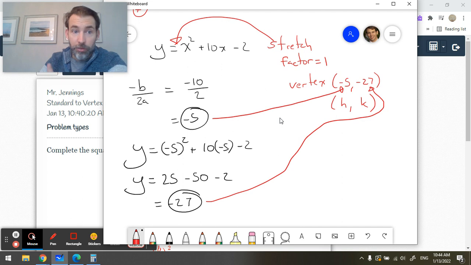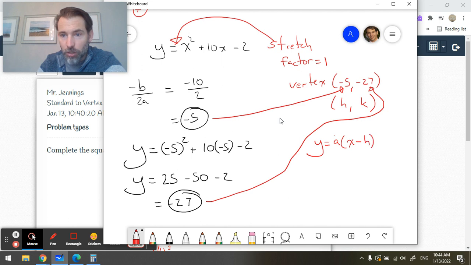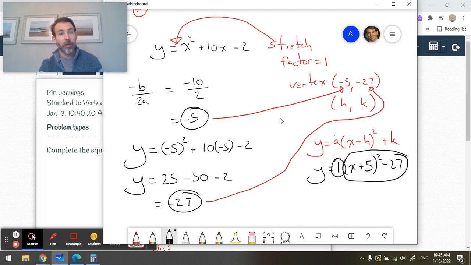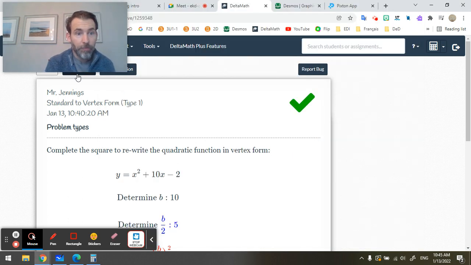Now, what I know are the three numbers that show up in the format for vertex form. You'll recall it's y is equal to a multiplied by (x minus h) squared plus k, where (h, k) is the vertex. So just input those values. y is equal to 1 times (x minus negative 5) squared plus k. Another way of saying minus minus 5 is plus 5. Plus a negative number is minus 27. And this is what we wrote down as our answer because we don't write down the multiply by 1.